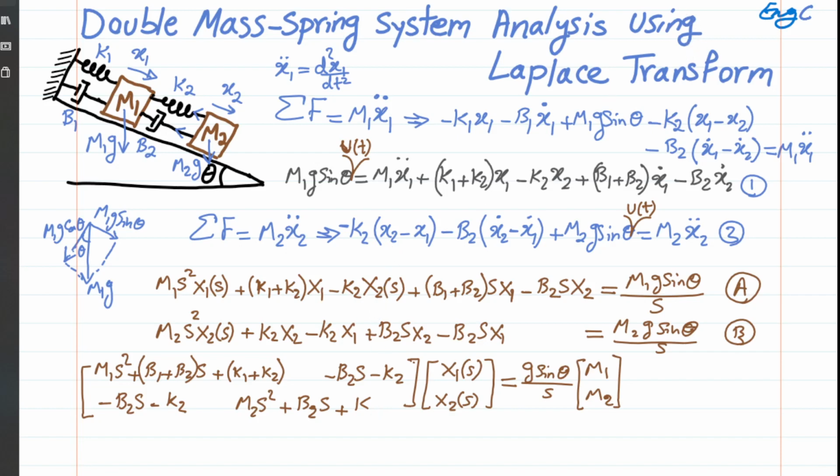Maybe I can just make it in a more congested fashion so that it's easily observable. So what I mean is I have plus K2 and then plus B2S and then plus, just to make sure I'm not missing something, there you go. B2S is taken care of, K2 is taken care of, and finally I have M2S squared.